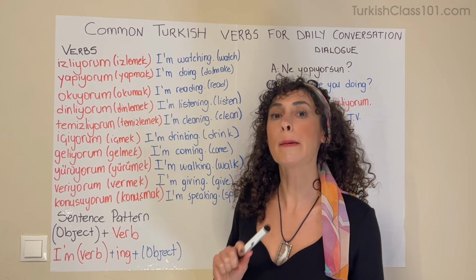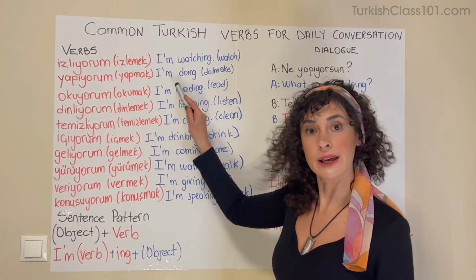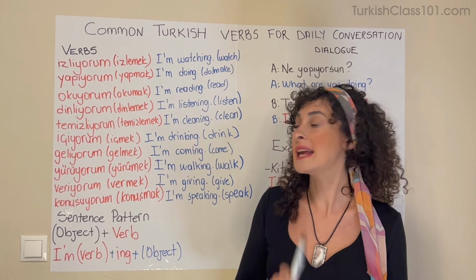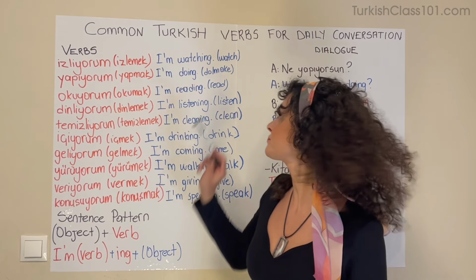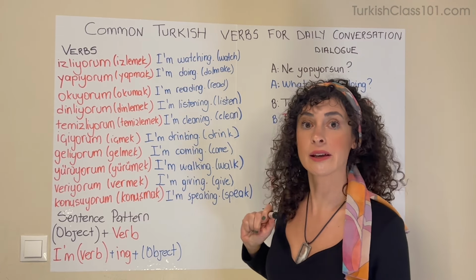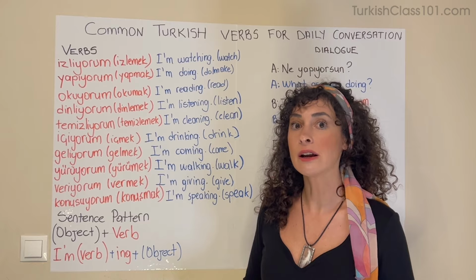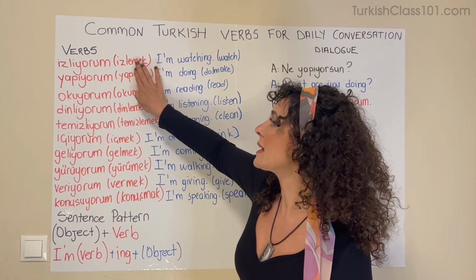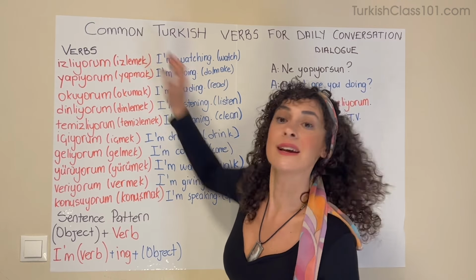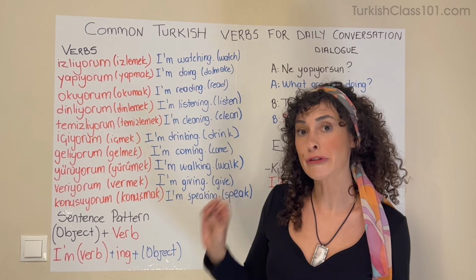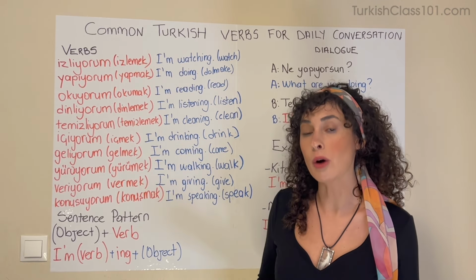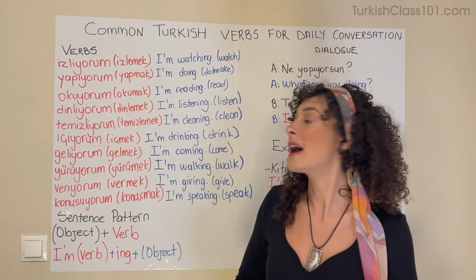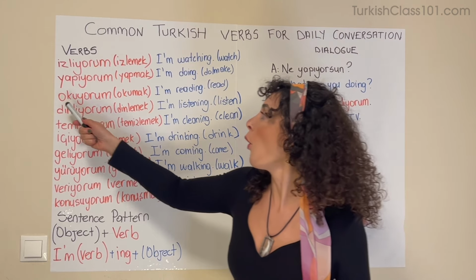Yapıyorum. I'm doing. And the dictionary form is yapmak. Do, make. Here, again, we have this time mak. Take it out. The dictionary form, you have to take the mak out. Then add the suffixes. Let's see the other example.